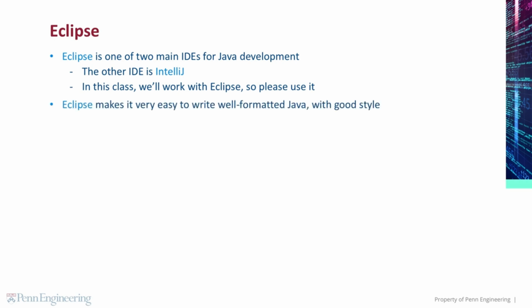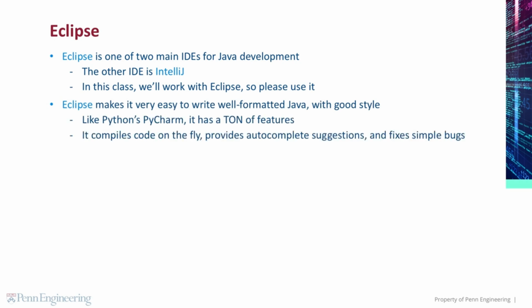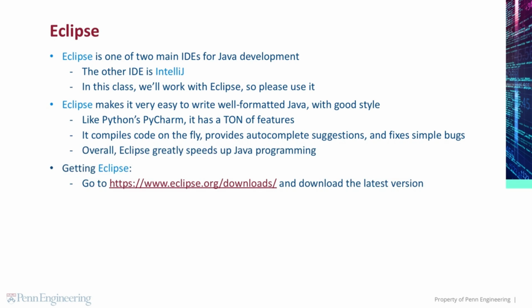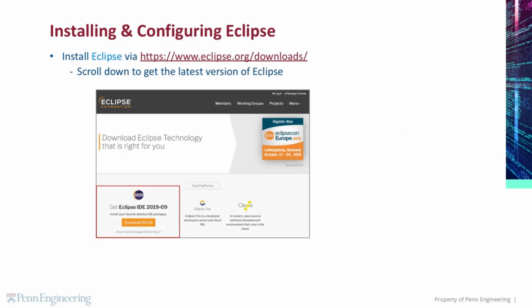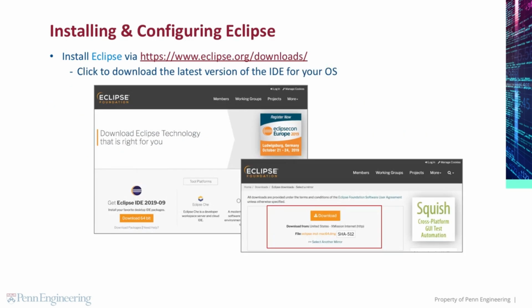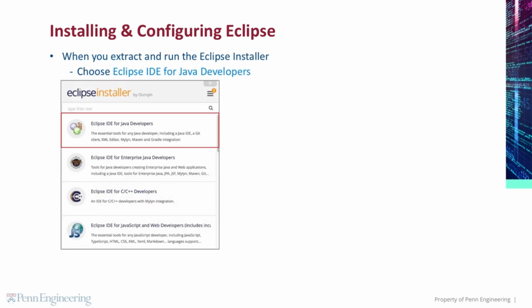Eclipse makes it very easy to write well-formatted Java with good style. Like Python's PyCharm, it has a ton of features. It compiles code on the fly, provides autocomplete suggestions, and fixes simple bugs. Overall, Eclipse greatly speeds up Java programming. Go here to download Eclipse. Scroll down to get the latest version, then click the link to download the correct version of the IDE for your OS. When you extract and run the Eclipse installer, choose Eclipse IDE for Java developers.